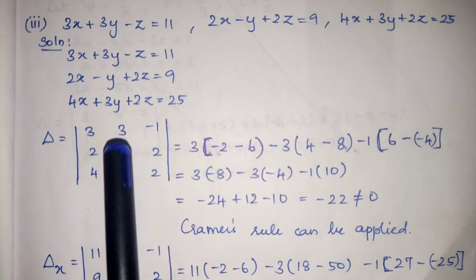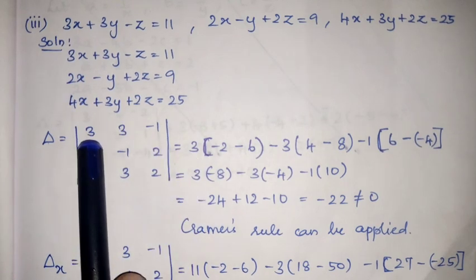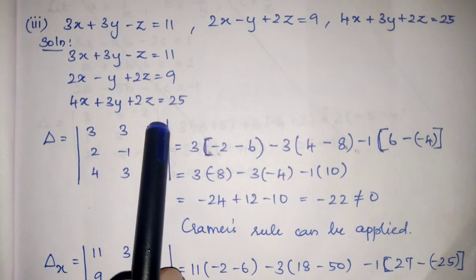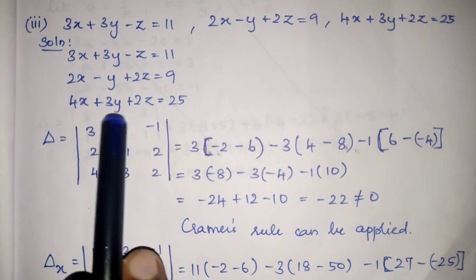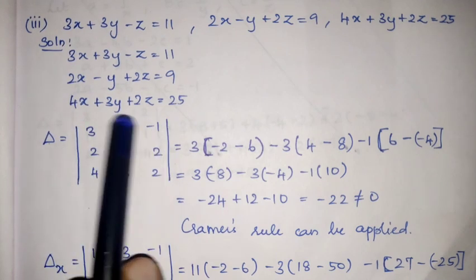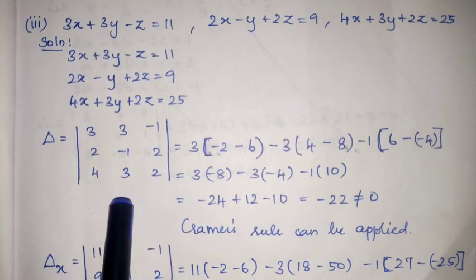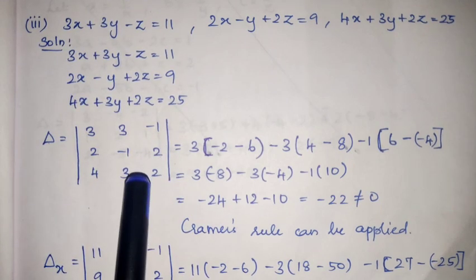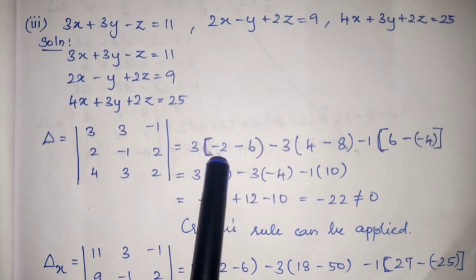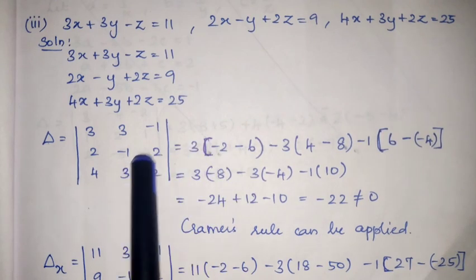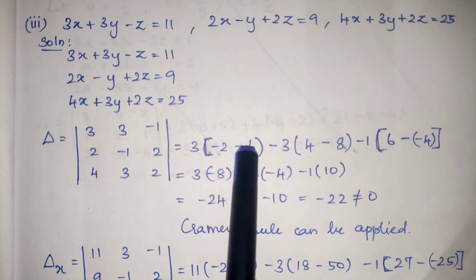Now see, just take the first element, which is 3. Since you take the first element, leave that element's row and column. Leaving this row and this column, you have 4 elements remaining: minus 1, 2, 3 and 2. How do you expand? Same procedure as previously. Minus 1 into 2 is minus 2, put a minus, multiply these two numbers, 3 into 2 is 6. So minus 2 minus 6.